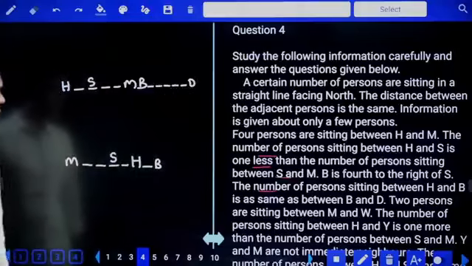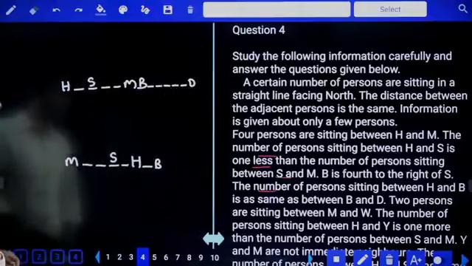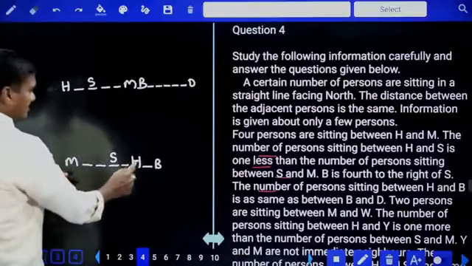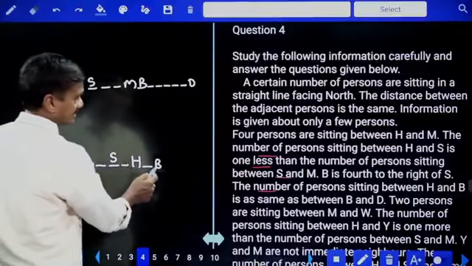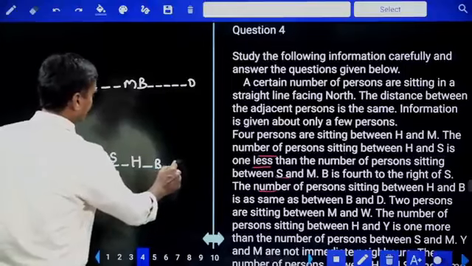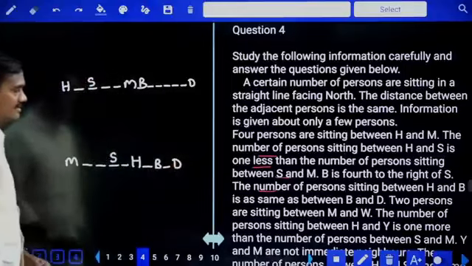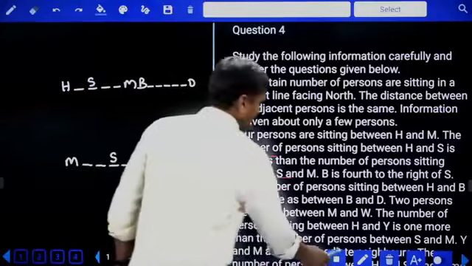Now the number of persons between H and B. H and B, how many are there? 1. H and B is 1. Now B and D is 1. Done. And next one, we have done up to here, B and D.